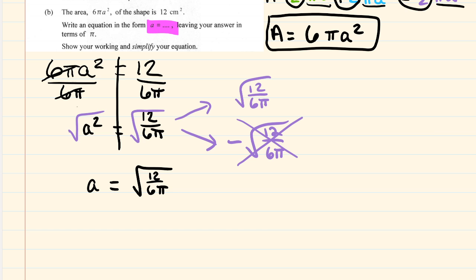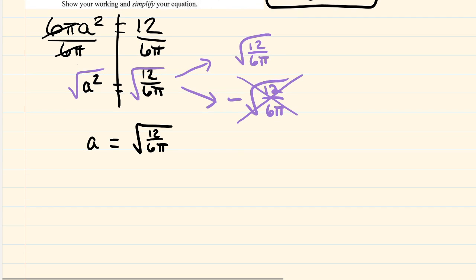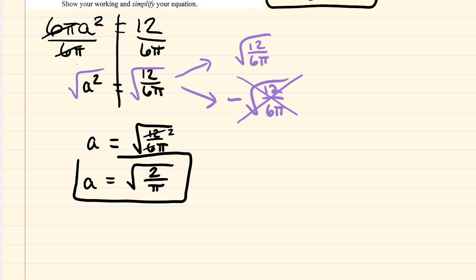We can clean that up a little bit because we know what 12 divided by 6 is. It's 2. So now we've got 2, and the pi is still on the bottom. So we just canceled that out, and that 12 divided by 6 is 2. 6 divided by 6 is 1. So now we've got 2 over pi. So A equals the square root of 2 over pi.